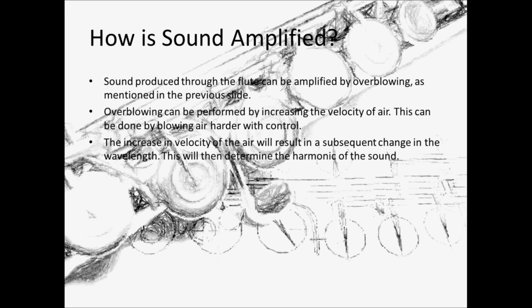How is sound amplified? Sound produced through the flute can be amplified by overblowing, as mentioned in the previous slide. Overblowing can be performed by increasing the velocity of air. This can be done by blowing air harder with control. The increase in the velocity of air will result in a subsequent change in the wavelength. This will then determine the harmonic of the sound.